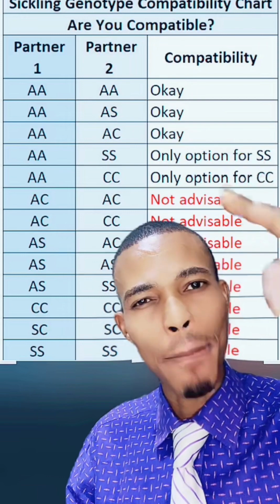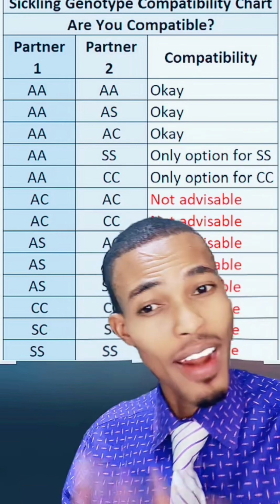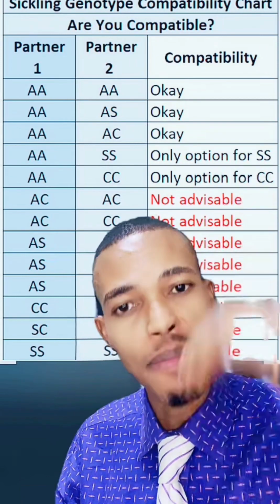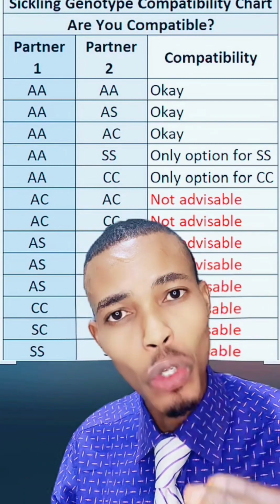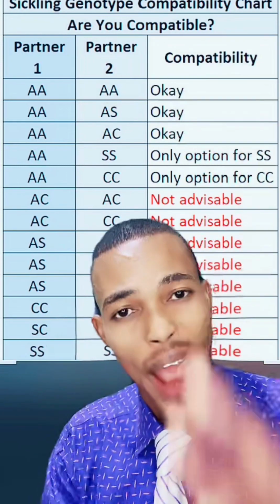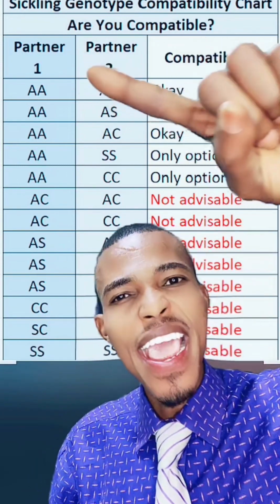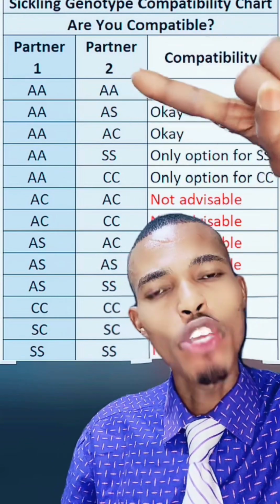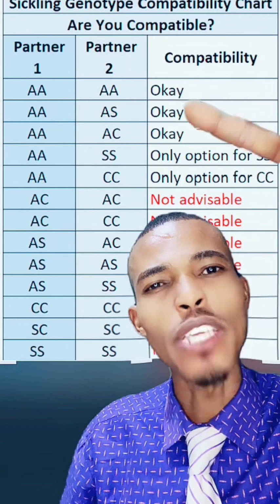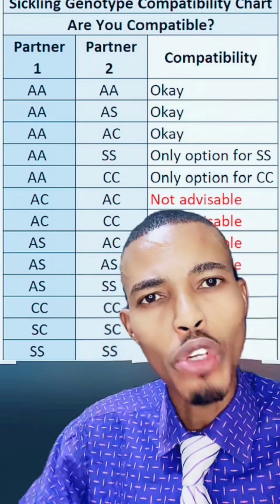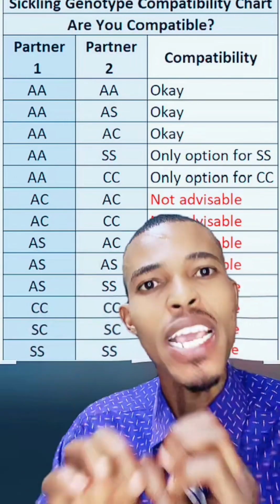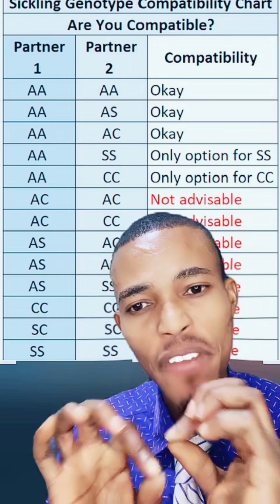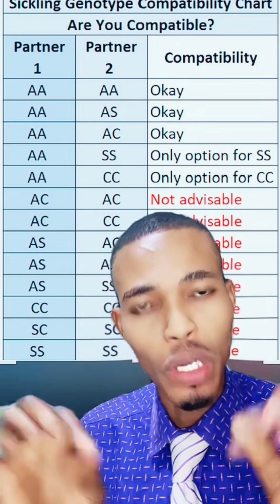So what happens? Before you say I do, you need to first know the genotype of your would-be spouse, your would-be partner. Take note of that. The best one is the AA genotype. When you are AA and your partner is AA, you are very compatible. All your children are going to be normal, meaning they will not have any traits or any issue. Take note of that.